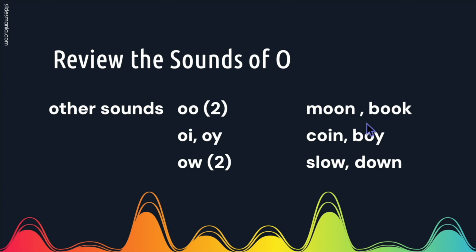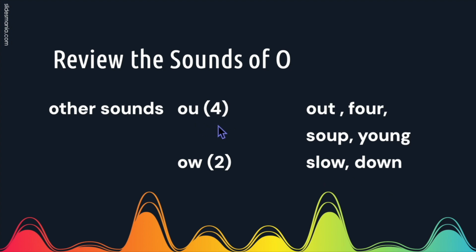The oo of moon, and the oo of book. I like to remember this by imagining the moon sitting there reading a book. OI and OY both spell oi, like coin and boy. OW has two sounds. I remember this by slow down. O, ow. OU has four sounds. The most important one to remember, that is used most of the time, is the ow sound of out.